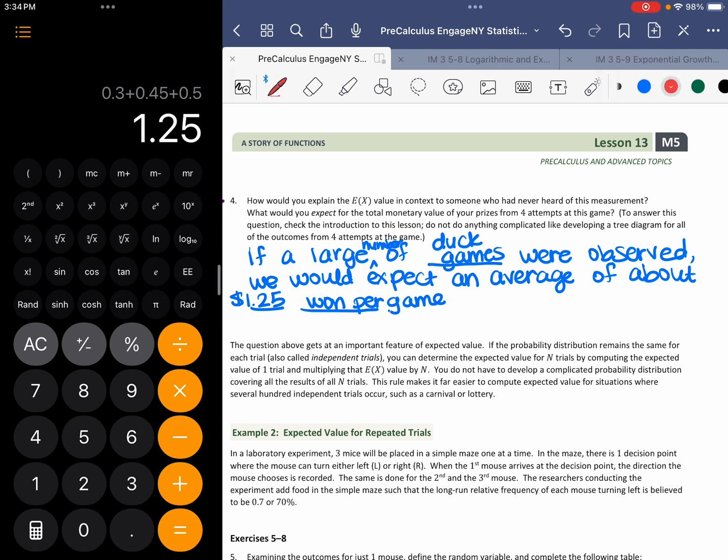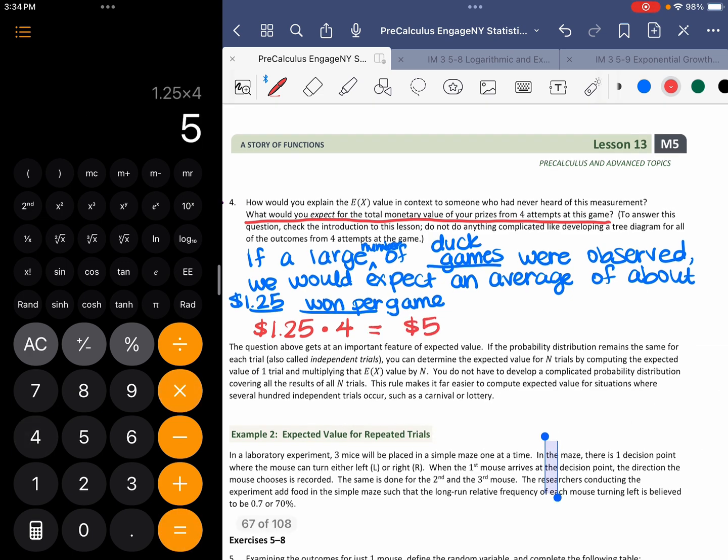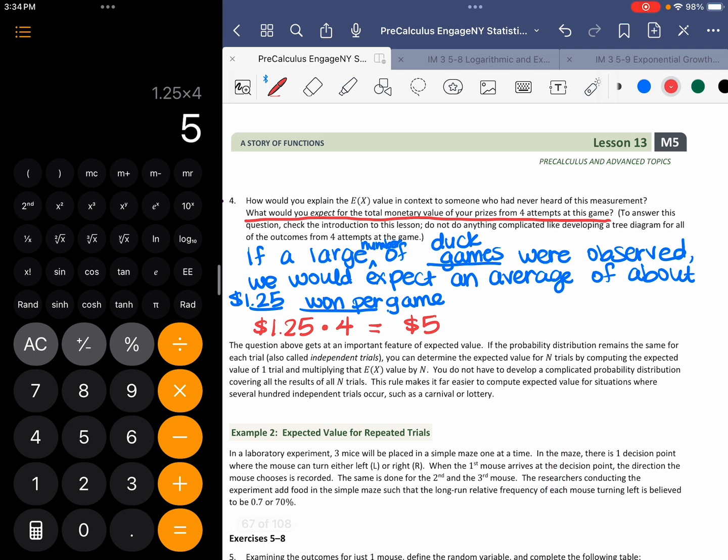And actually, for the second question, what would you expect for the total monetary value of your prizes from 4 attempts at this game? An easy kind of calculation that we could do is we could say, well, we expect $1.25 for 1 game. If we were playing 4 games, I might expect to get $1.25 each time, so I might multiply this by 4. And if I take $1.25 and I multiply it by 4, I would expect to win $5 in total. Something like this.